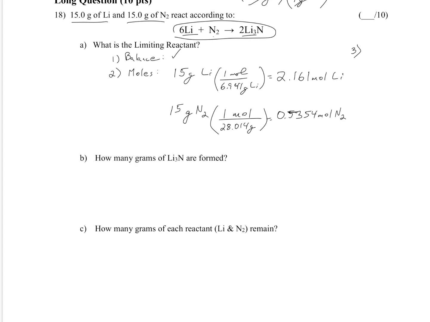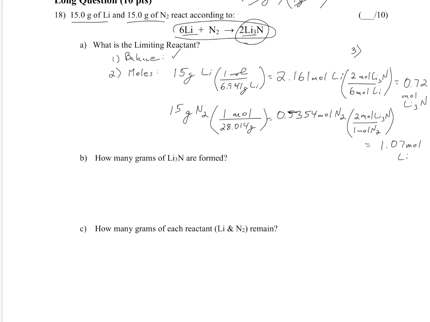But I can't figure out the limiting reactant yet. What I need to do is step 3, and that's figure out how much Li3N could form. So, according to my stoichiometry, 6 moles Li is 2 moles Li3N. So that will give me 0.72 mole Li3N. Taking my N2, for every 1 mole N2, I get 2 moles Li3N. So that will give me 1.07 mole Li3N. I compare these two numbers. This number is smaller, so that means my lithium is my limiting reactant.